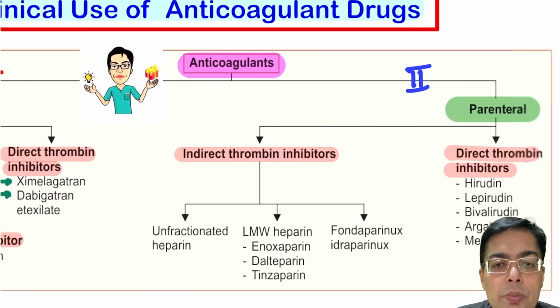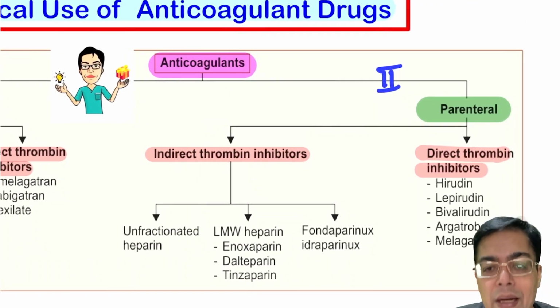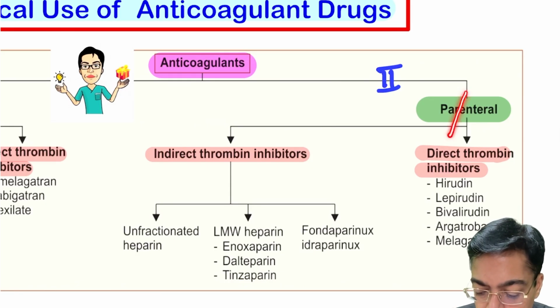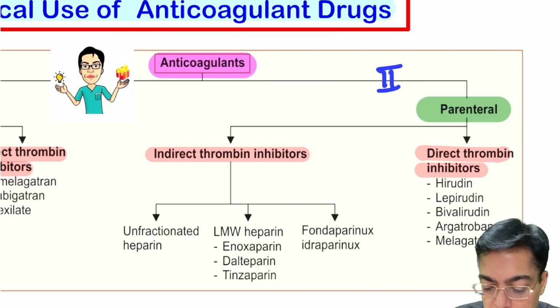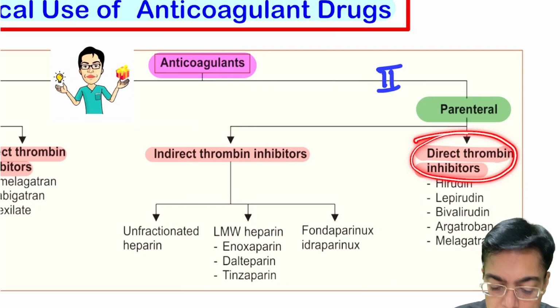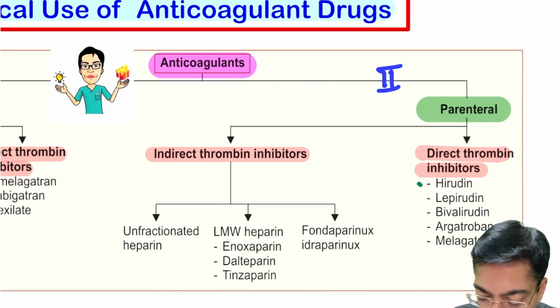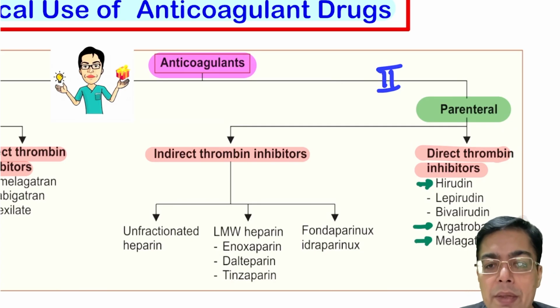Certain drugs are given by the injectable route, or the parenteral route, as we call it. You are not giving them by the oral route, you are giving them by the parenteral route. They can act by inhibiting two pathways. One possibility is that they directly inhibit thrombin. If they directly inhibit thrombin, then the drugs have names like hirudin, or a drug like argatroban, or a drug like melagatran. So they directly inhibit thrombin.